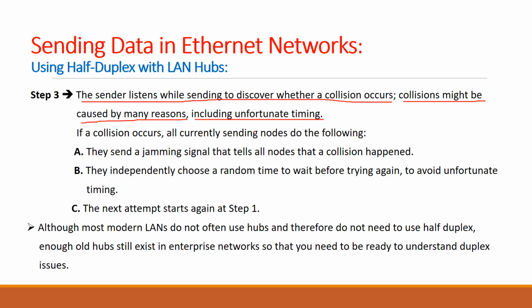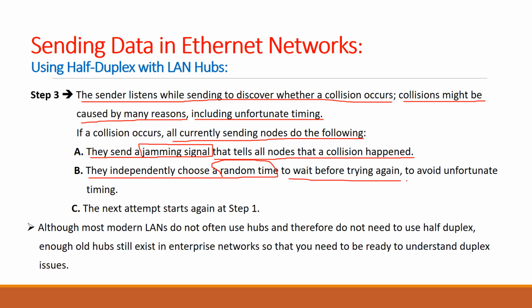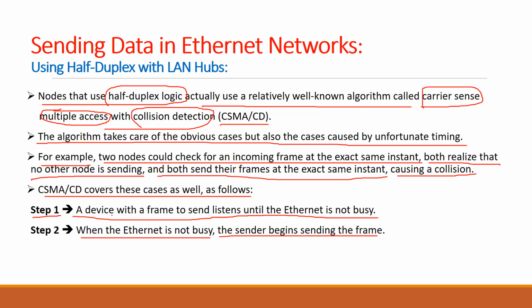So what will happen if a collision occurs? All currently sending nodes do the following. They send a jamming signal, saying, hey, a collision occurred. That tells all nodes that a collision happened. Then they independently choose a random time. Hopefully, each node will choose a different random time to wait before trying again, to avoid unfortunate timing. The next attempt starts again at step 1, and step 1 was to listen until the Ethernet is not busy.